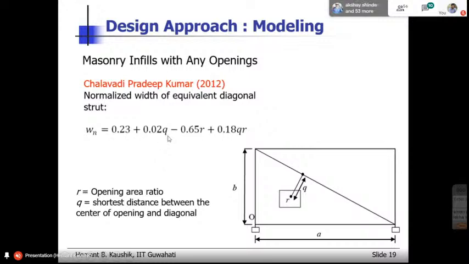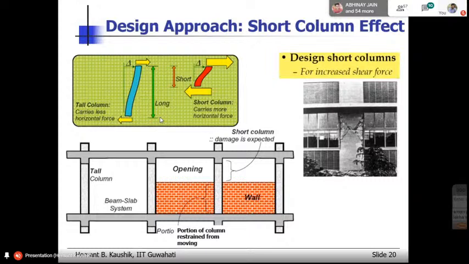So it depends on Q and R. These are the Q and R values. R is of course the opening area ratio, and Q is the shortest distance between the center of the opening and the diagonal. So this Q is the distance. You can move this opening anywhere, and the size of the opening can also be anything. So both are incorporated here, and this equation will give you that reduced width of the strut. Many such studies are available in literature that tell us what is the reduction in the strength and stiffness. So that is one important aspect.